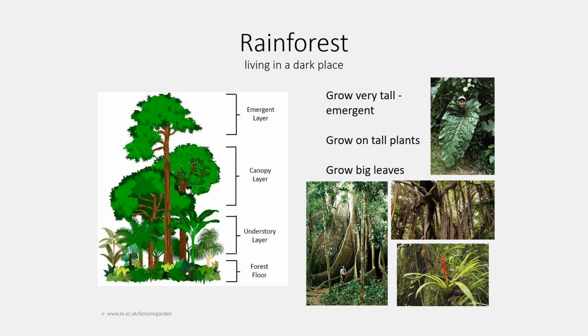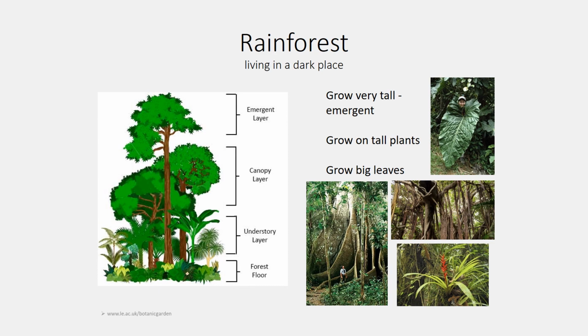The picture on the right shows how big the buttressed trunks can grow at the base of these enormous trees. Other plants grow very big leaves or grow on plants already tall. The lianas hang from tall trees, and the red bromeliad shown grows on tall trees rather than using energy to grow from the ground.